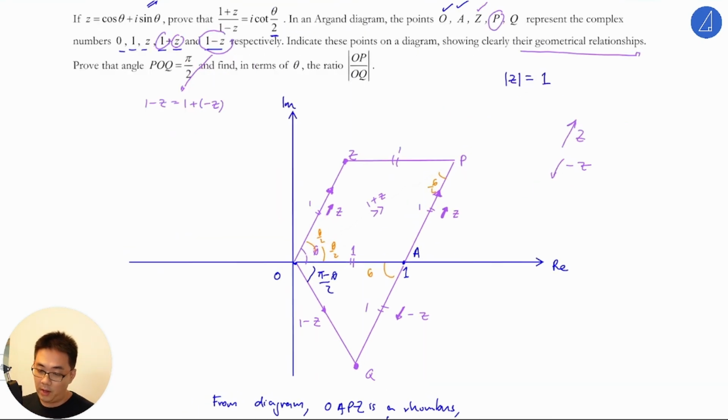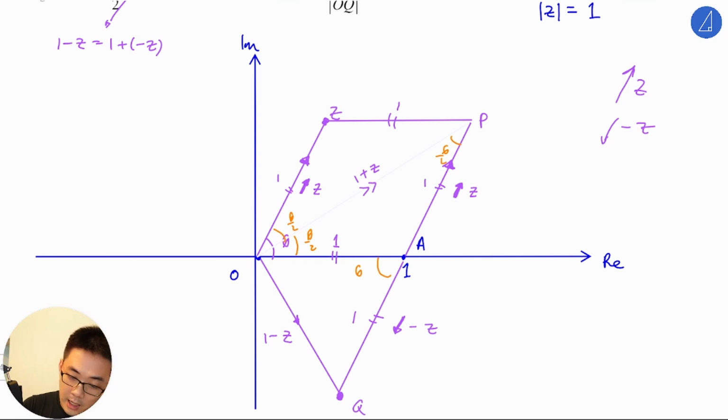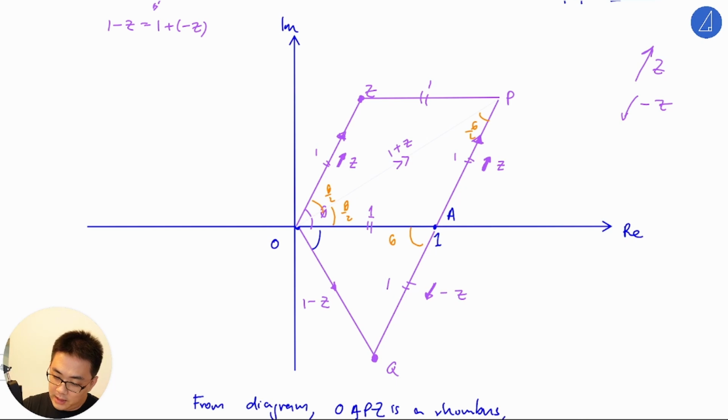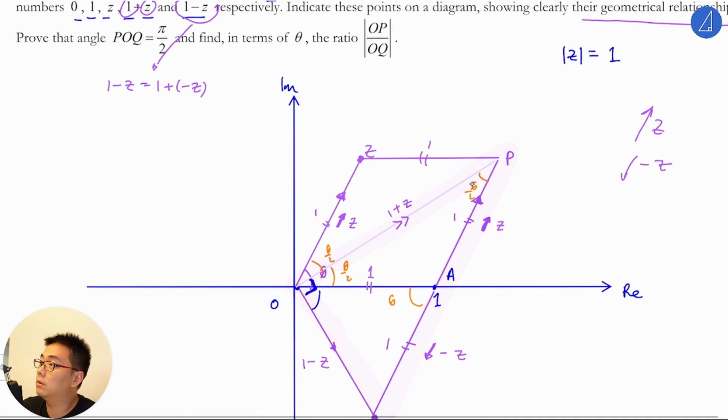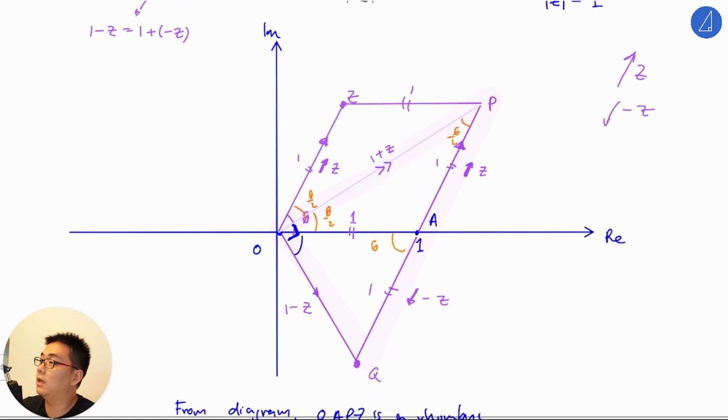So the next one should be okay, right? In terms of theta, now we know that this is 90 degrees. So we want to find this one here. This is the right angle triangle here. You know that this is theta over 2. So if OP and OQ, then you just use tangent, right? Why not? So this is a right angle triangle. You have theta over 2 here, so you can just use trigo.